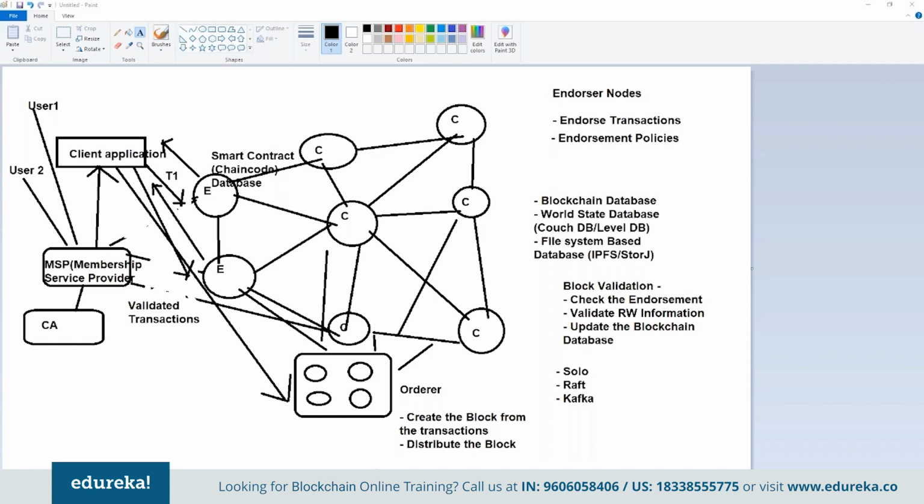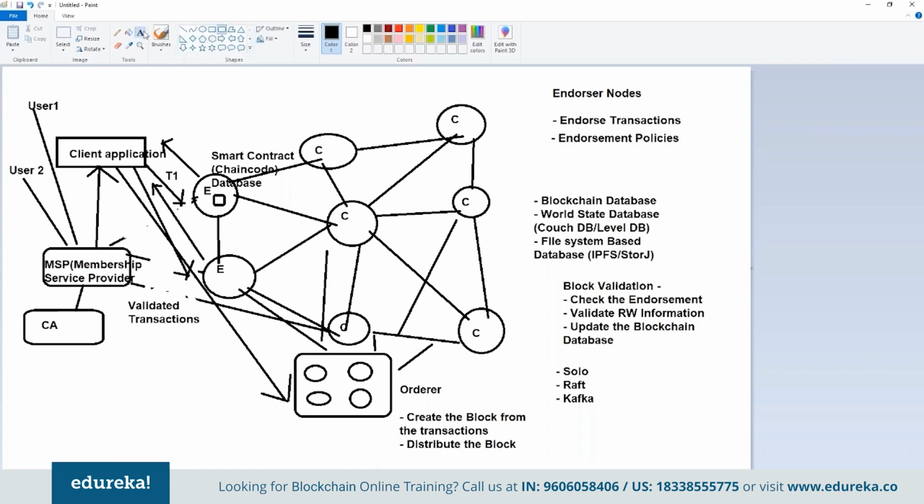Now let's try to understand the concept of channel. There can be some nodes which are part of two different networks. For example, let's say this is my red channel. This entire network is my red channel. It has its own database, say for example DB1, a blockchain database. Each and every node will have that particular database, each will be having this DB1.